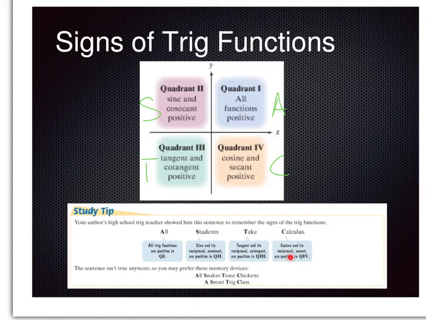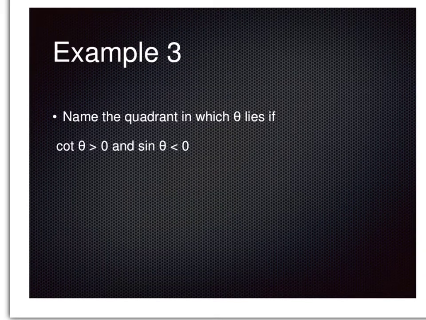Okay, so if cotangent is positive, that means we're going to be in this quadrant, or which other quadrant? Quadrant 3. Whoever said that, good. So we're in these two quadrants. If sine is negative, because that's what the problem asks us, which quadrant does that narrow us down to? Quadrant 3. So let's take a look at this example. It says name the quadrant in which theta lies if cotangent is greater than 0, meaning it's positive, and sine is less than 0, meaning it's negative. Well, we've established that this is true in quadrant 3, right?